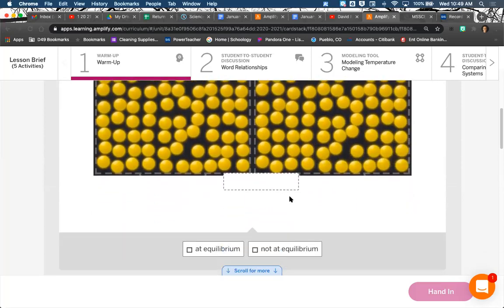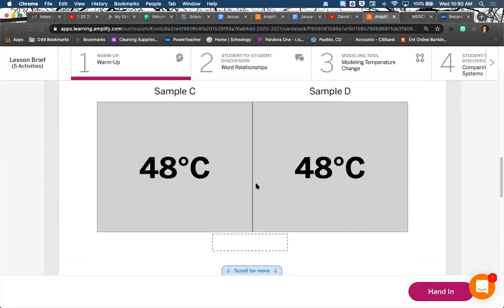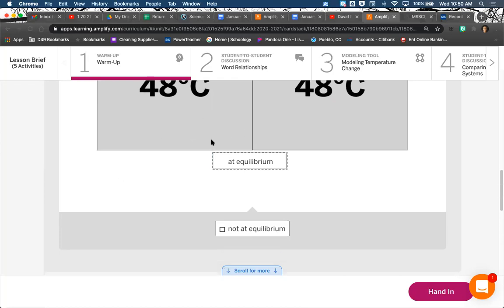Well, the same means at equilibrium, stable. These two ideas, a measurement of the average kinetic energy of each of the molecules, okay? These two numbers are the same. So whether you're measuring in Fahrenheit, Celsius, or Kelvin with a K, this degrees Celsius here is equal on both sides. These two samples have the same. And when they're the same, we could say that this system is at equilibrium.